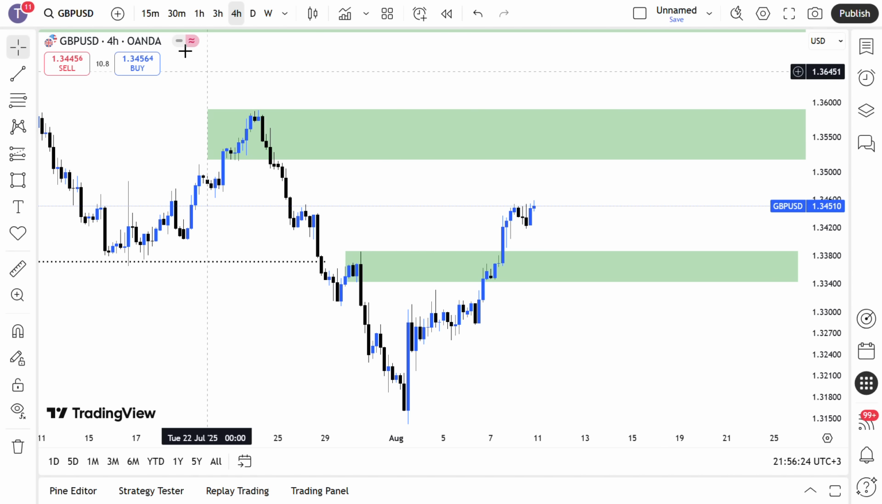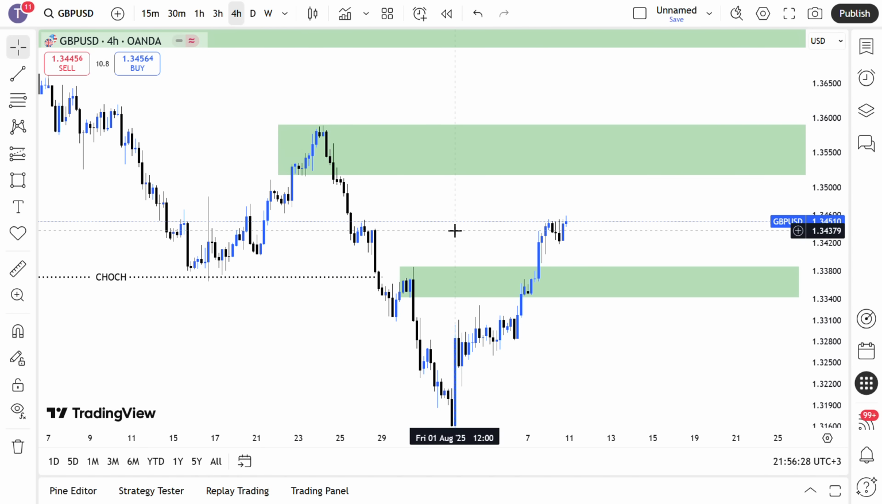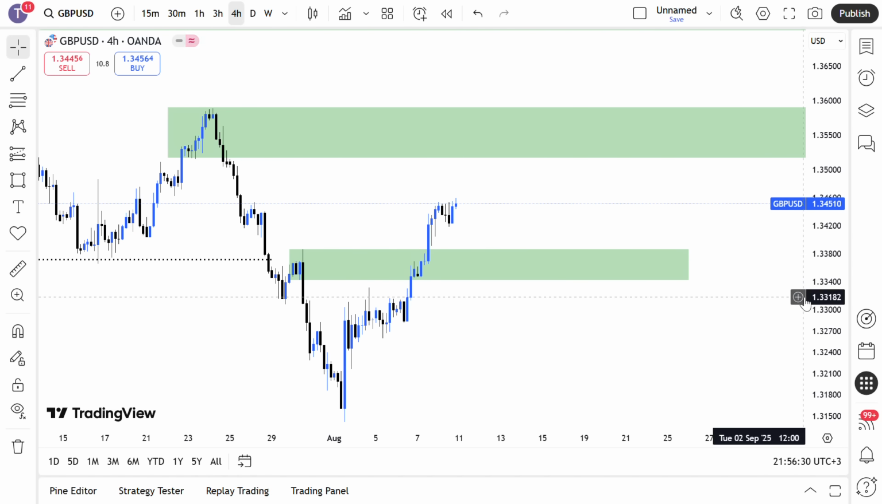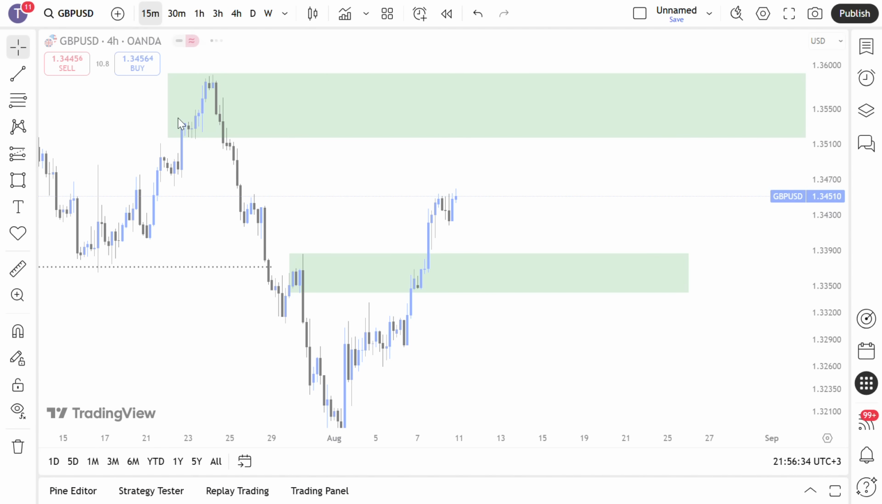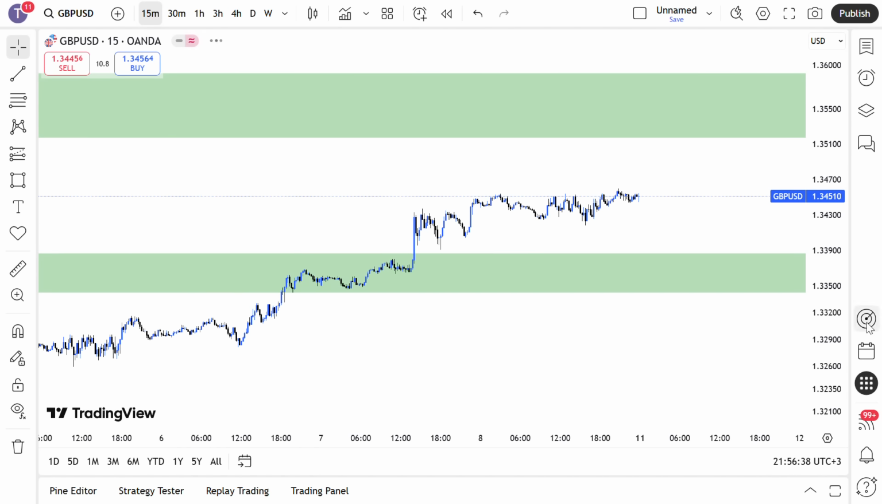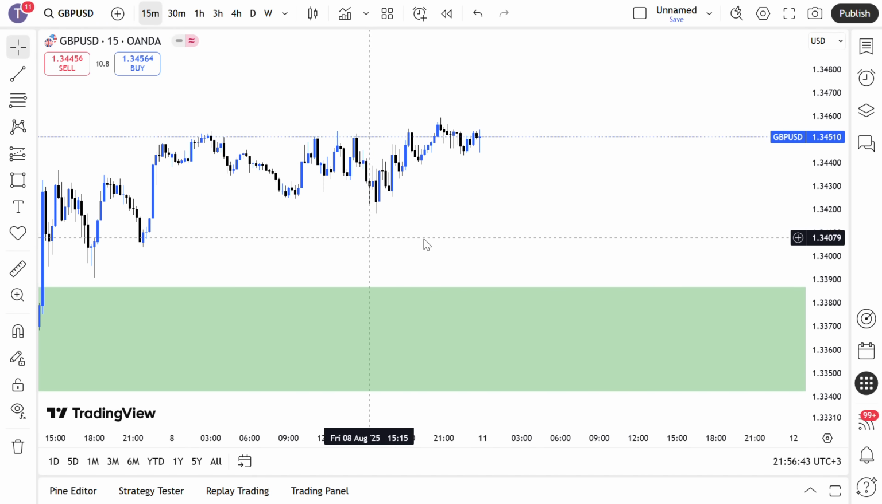Dropping into the lower time frame, I don't want to drop into the 1-hour time frame, but I will go straight to the setup that I got. So dropping into the 15 minutes time frame, I actually got my setup from a 5 minutes order block.